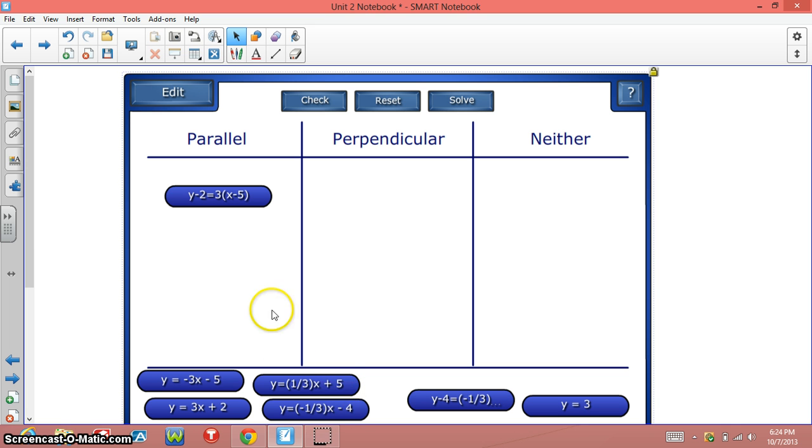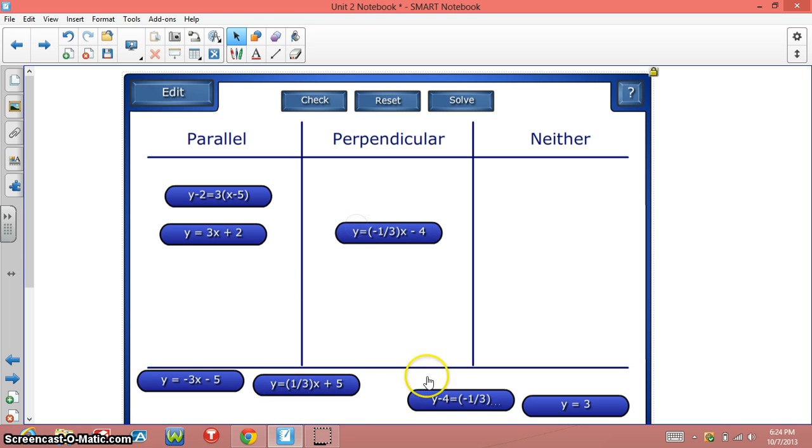Alright, so for the answers here, I want the slope of the lines that are parallel. So I need a slope of a positive 3, so that would be that one. And it doesn't look like I've got any other ones. So for perpendicular, I want to flip it and change the sign. So I need a negative 1/3 for my perpendicular. There's one. There's another. Let's see what I've got left.